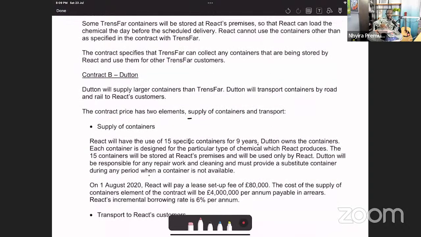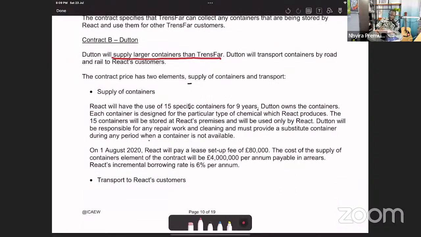Then in the B aspect of the scenario, Dutton will supply larger containers than Transfer. Dutton will transport containers by road and rail to React's customers. And then React will have access to 15 specific containers for 9 years. Did you see that? React will have access to 15 specific containers for 9 years. Now listen to the breakdown. Dutton owns the containers. Each container is designed for the particular type of chemical which React produces. The 15 containers will be stored at React's premises and will only be used by React.